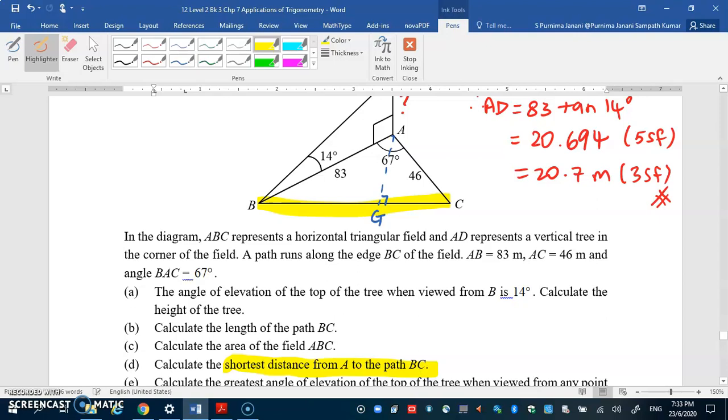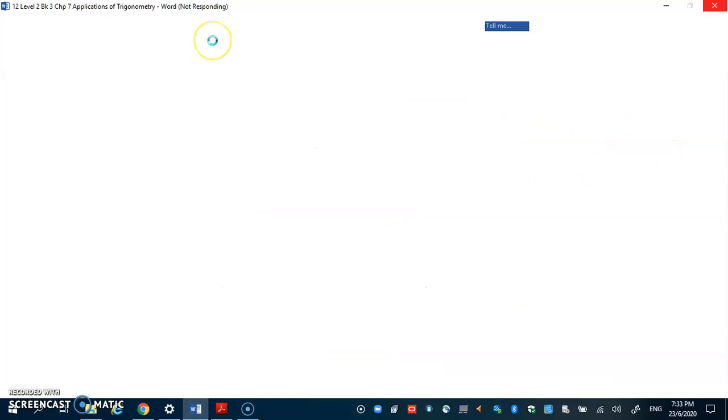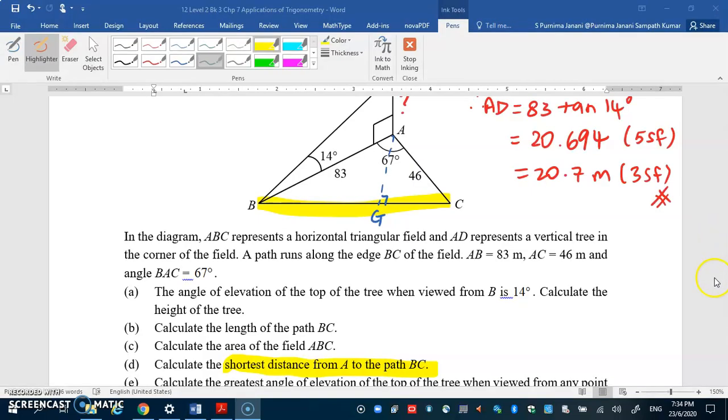Now, because I already found the area of ABC and I know the length of BC, I can use both the area and the base over here to find the perpendicular height. I think as long as you have found the area, always use that information to find the perpendicular height.